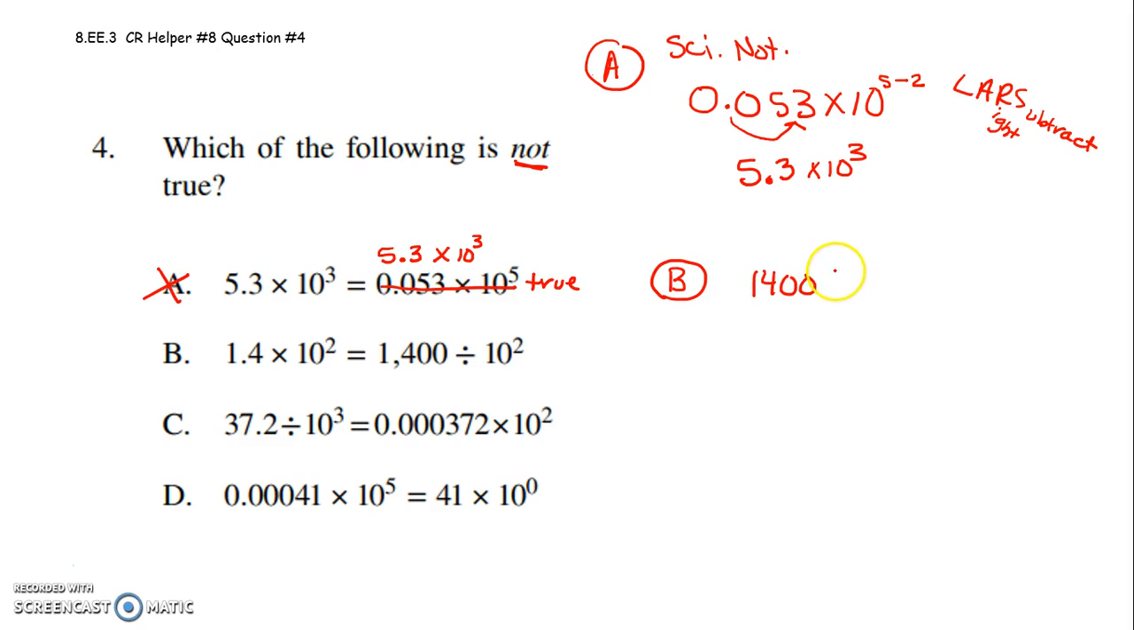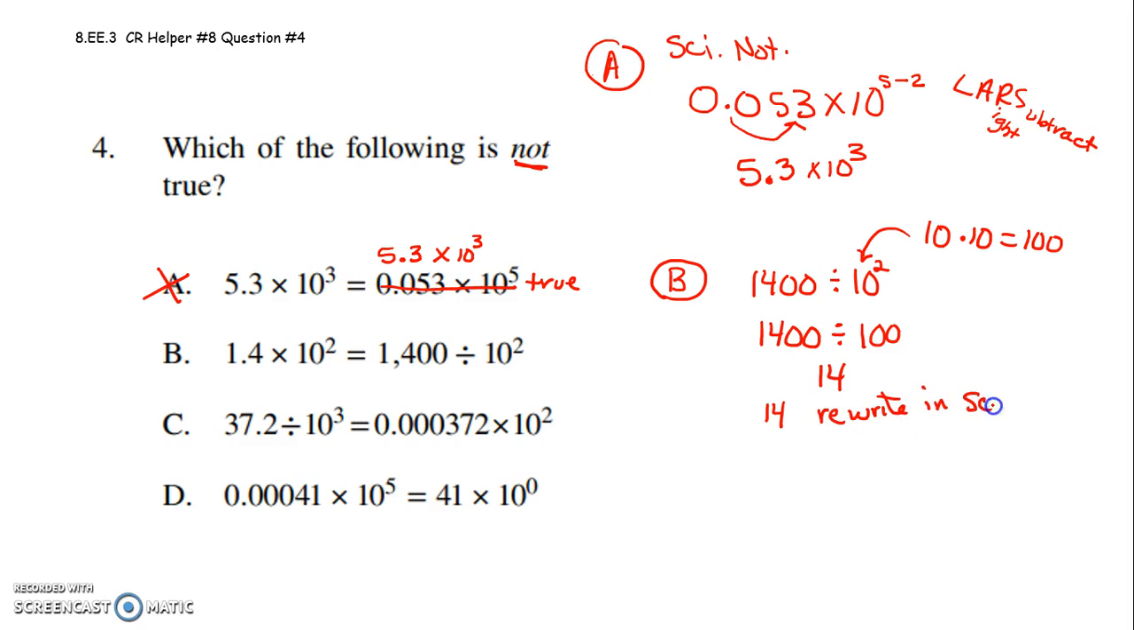I have 1,400 and I'm dividing that by 10 squared. 10 squared means 10 times 10, which is 100. 1,400 divided by 100 is actually 14, right? 2 zeros, we move that decimal point over 2 places. So now I'm at 14. So now I'm going to take 14 and I'm going to rewrite it in scientific notation.